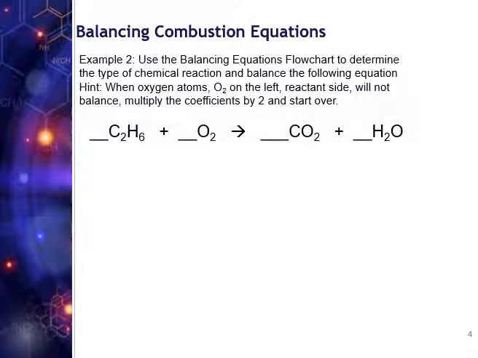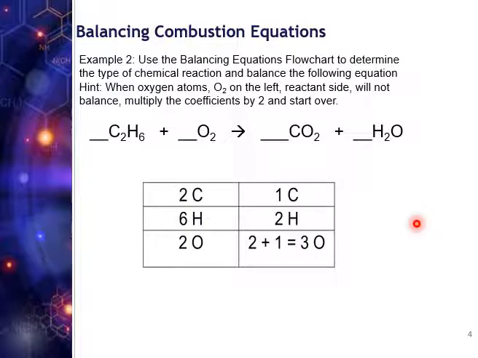Example 2. Use the balancing equations flowchart to determine the type of chemical reaction and balance the following equation. We have a carbon-hydrogen compound plus oxygen. We will produce CO2 and water. We're going to assume complete combustion. Hint: when the oxygen atoms, the O2 atoms on the left, the reactant side, will not balance with whole numbers, multiply the coefficients at that time by 2 and start over.